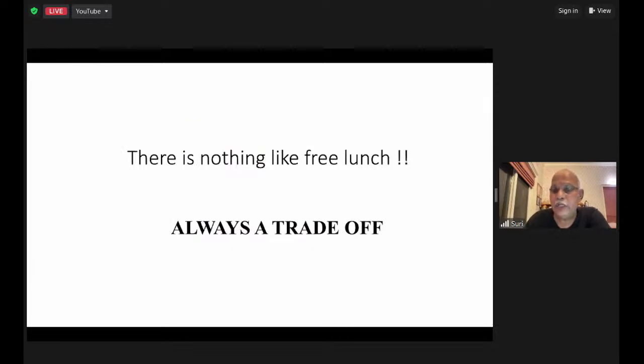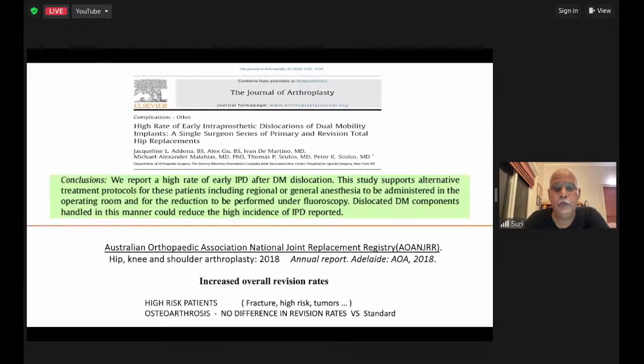But whenever you have an additional support or material available, there's nothing like a free lunch. There is always a trade-off, and somewhere it is probably going to hit you, and one needs to be wary. So when you use these dual mobility systems, again a subject in itself, just addressing the intraprosthetic issue, there are reports of early intraprosthetic dislocation with the dual mobility, either dislocating both the plastic liner with the head, or the head coming out of the plastic.